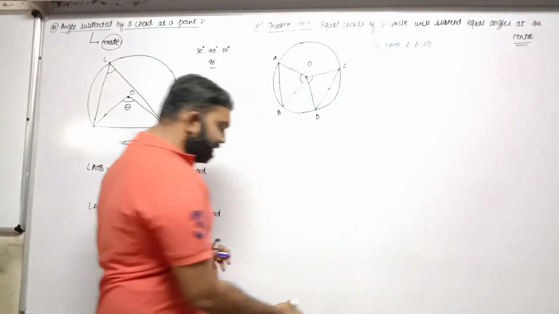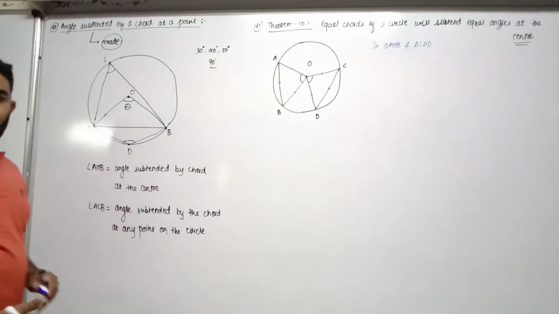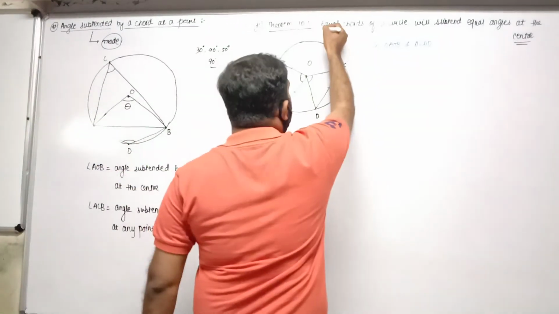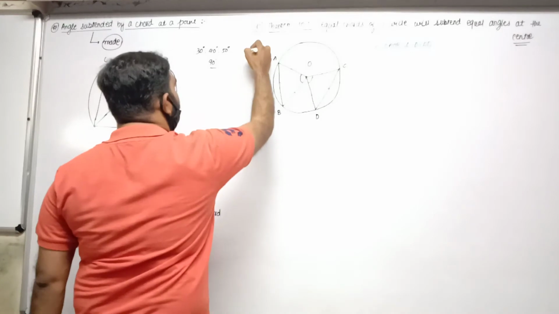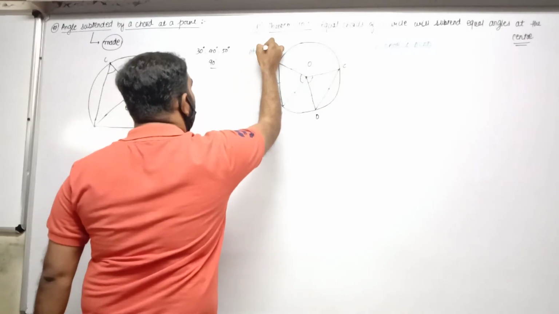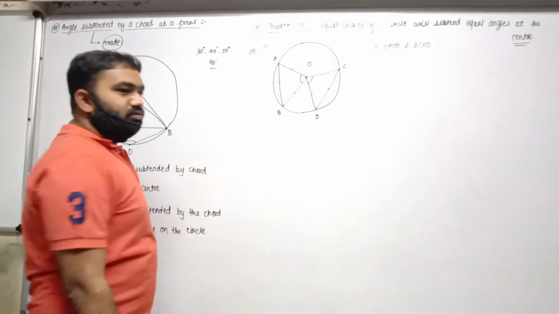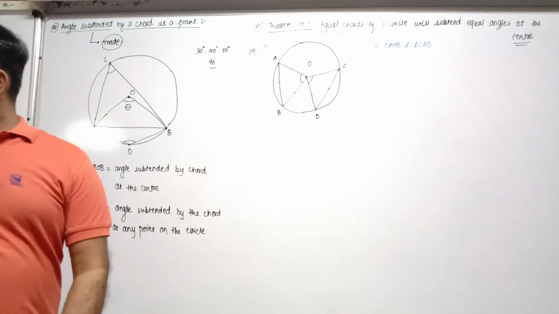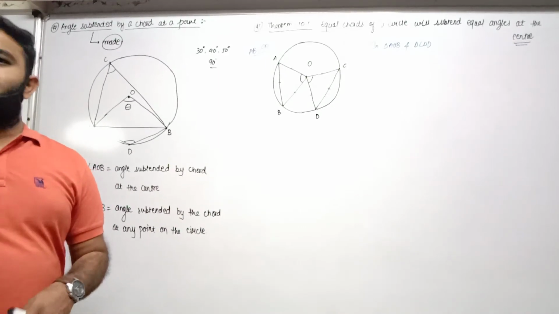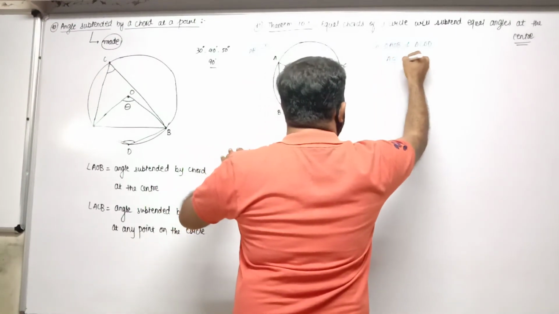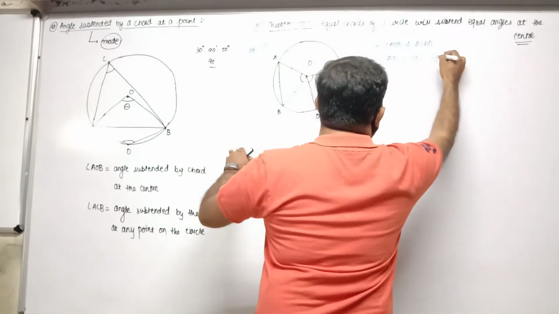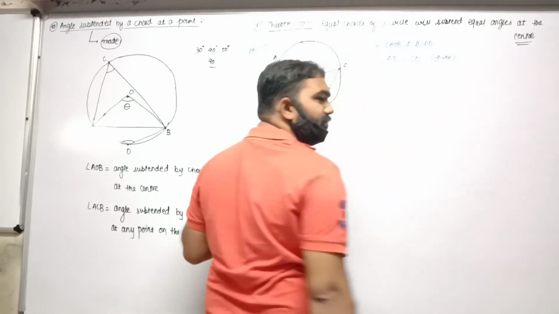What can you say about these two triangles? The first one, what is this? Equal chords. The data will be given to us that AB equals CD, because the lengths of the chords are equal. So first of all, in these two triangles, can I say that AB equals CD? Yes, that is given.